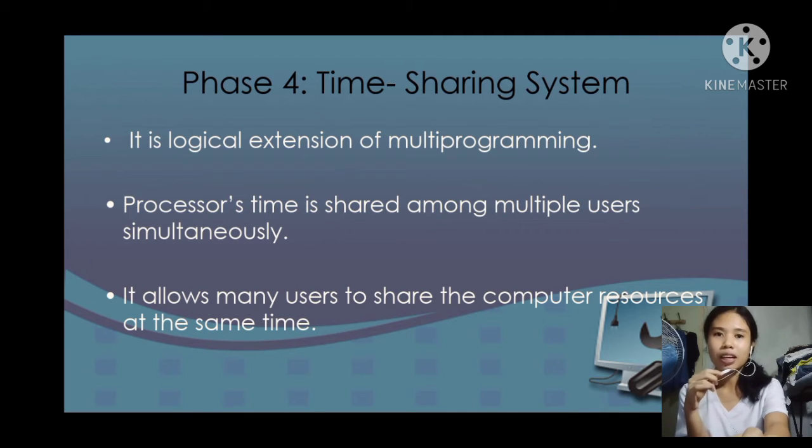Ang pagkakaiba lang is yung multiprogramming is gumagamit lang sila ng only one processor, while the time sharing is 2 or more can use the processor and users can interact with each program habang nagpo-process o habang umaandar yung program.